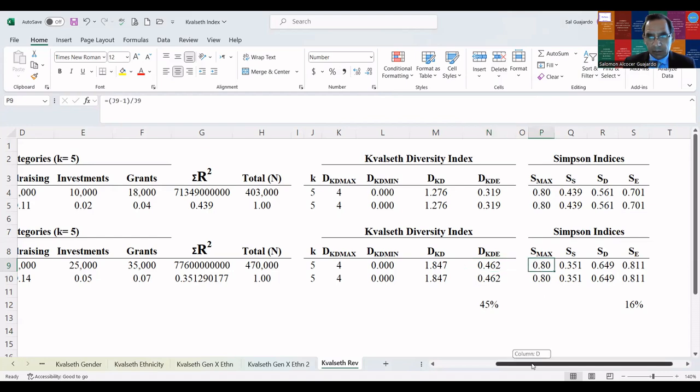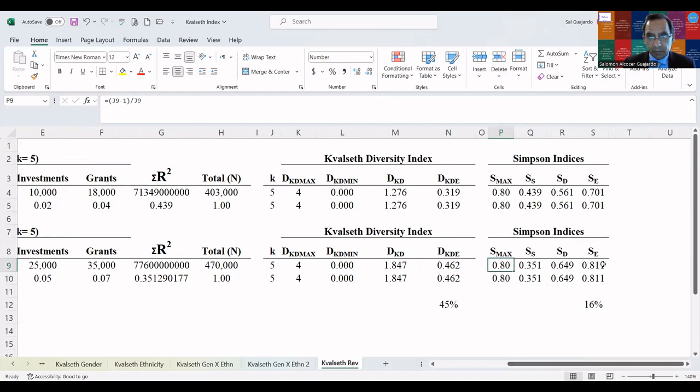Again, I did the same thing using the Simpson index. So the standardized score is 0.811, indicating that should I obtain the revenue that is forecasted, I will obtain 81% of the maximum value of 0.80. Now, these percentages at the bottom indicate the percent increase that I should expect if the revenue scenario comes to fruition.